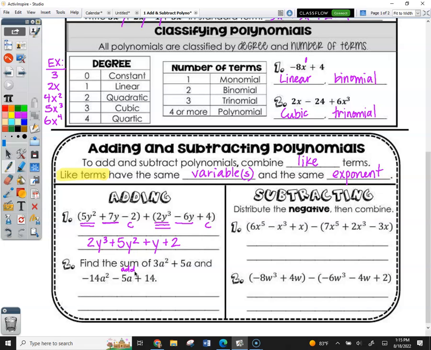Y'all do what you want to do. You can stack them. 3a squared will combine with negative 14a squared. 5a will combine with negative 5a. And then there was nothing else. So then you could draw your little line and add straight down, right? So that's another way to do it. So negative 14a squared plus 3a squared, negative 11. And then what happens here? They cancel, so don't write it. And then bring that down.